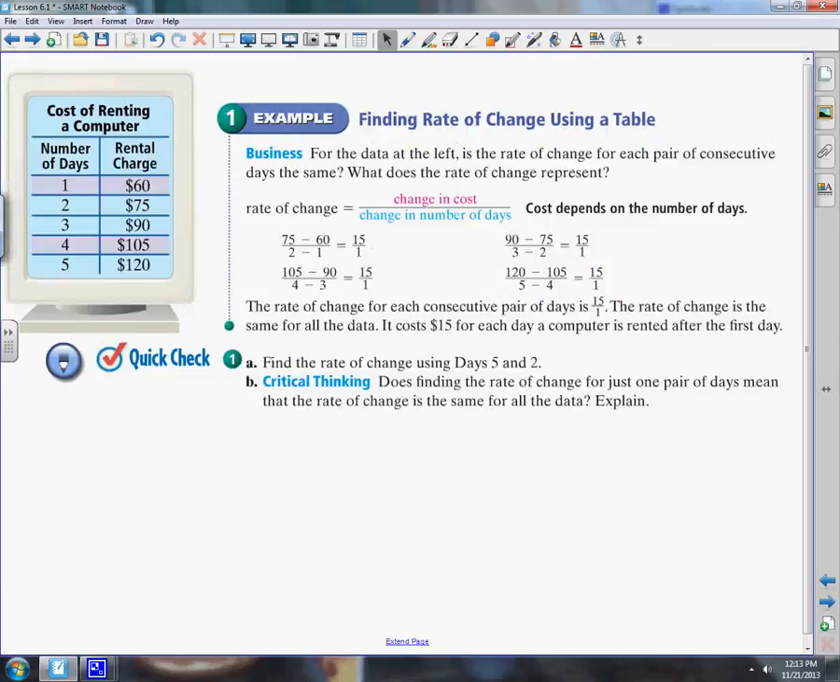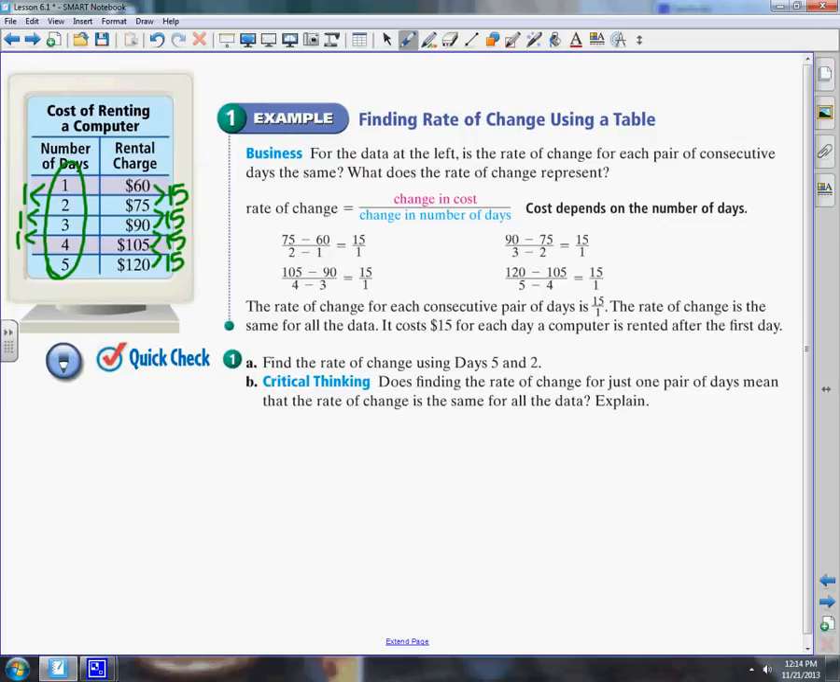So, finding the rate of change using a table. For the data at the left, is the rate of change for each pair of consecutive days the same? What does the rate of change represent? When I see a table, I notice the days are all going up by 1, and here it's going up by $15 each time. So that means the rate of change is 15 divided by 1, the change in the y divided by the change in the x. So it's 15 divided by 1.